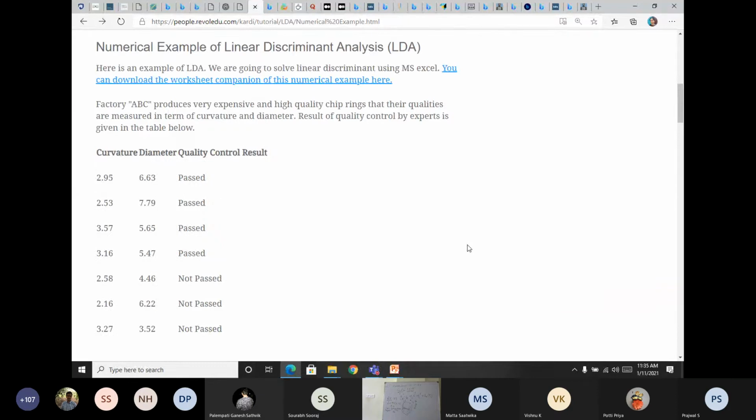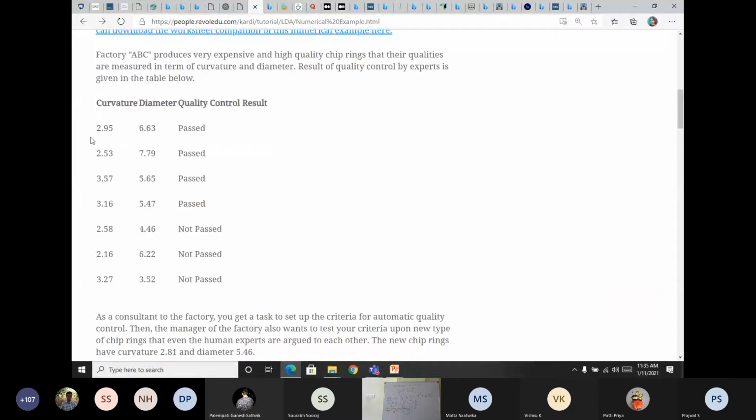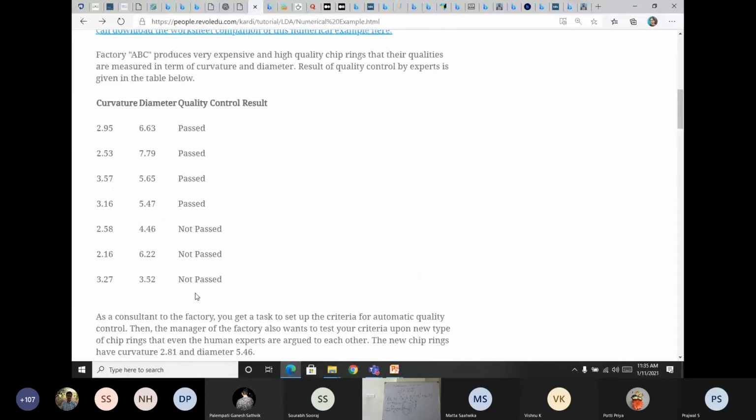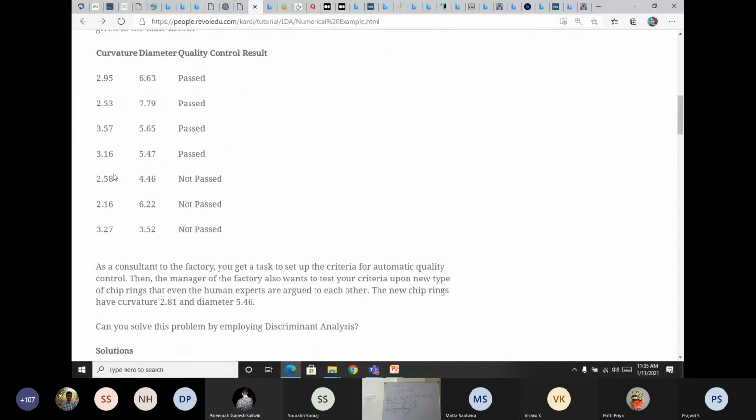So this is the numerical example. There are two parameters, curvature and diameter, and the quality control result is passed or not passed. So this is the data that is given. Now, based on the data, we have to find the classification for a new data that is given, 2.81 and 5.46. These are the new data that is given. So this is the existing data, or your history of data set.